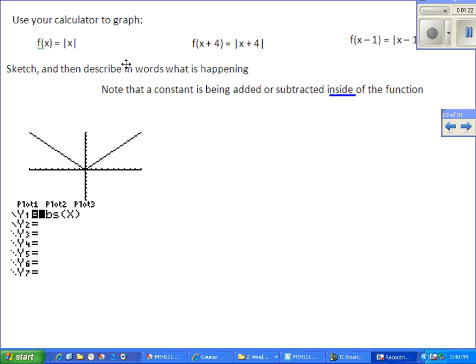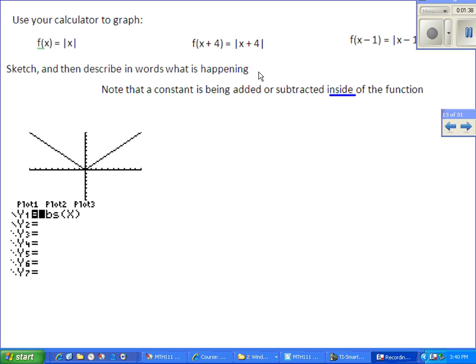Now we're going to look at the absolute value function. f(x) = the absolute value of x. I've graphed it on my calculator. You can find the ABS function on your calculator by hitting math, cursor to the right once under num, and then you should see the ABS.